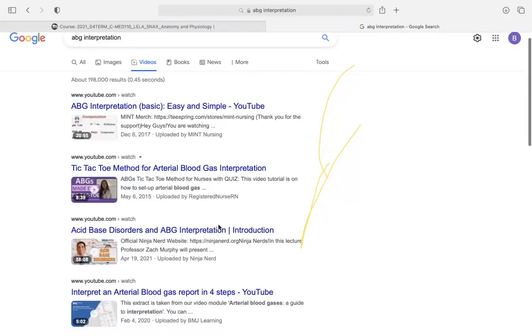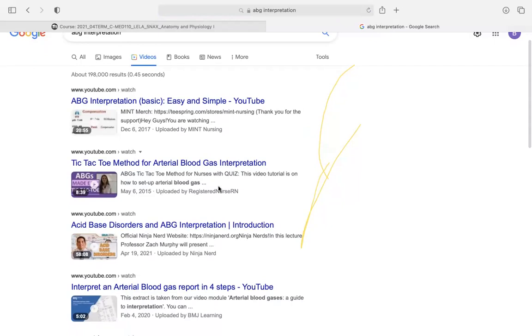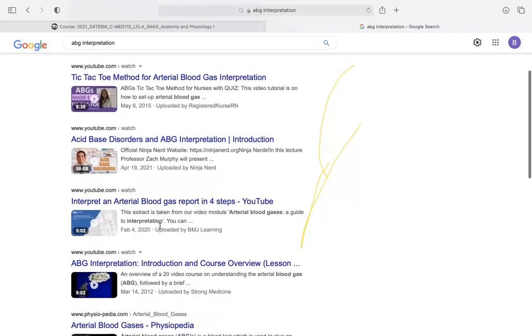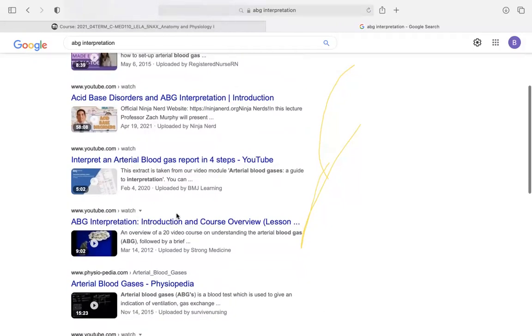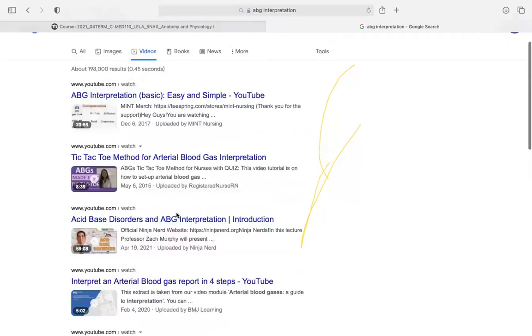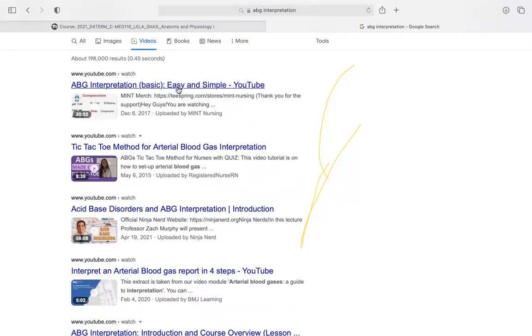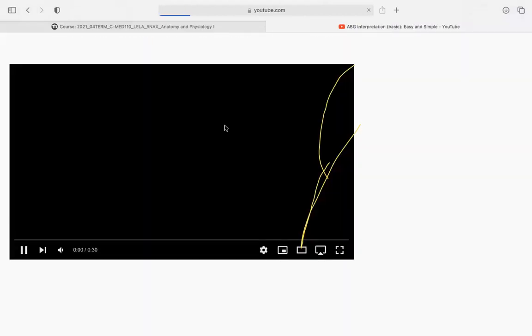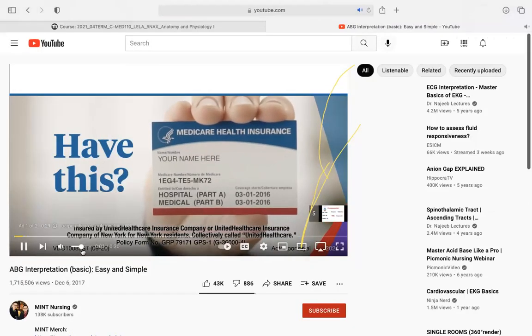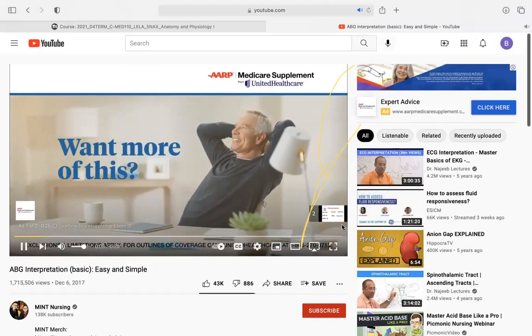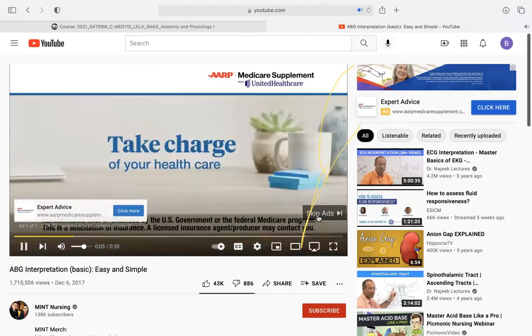I think, which one did I use? Did I use this guy or this one? I don't like the tic-tac-toe method, but where is the one that I like? Let's go with this one.